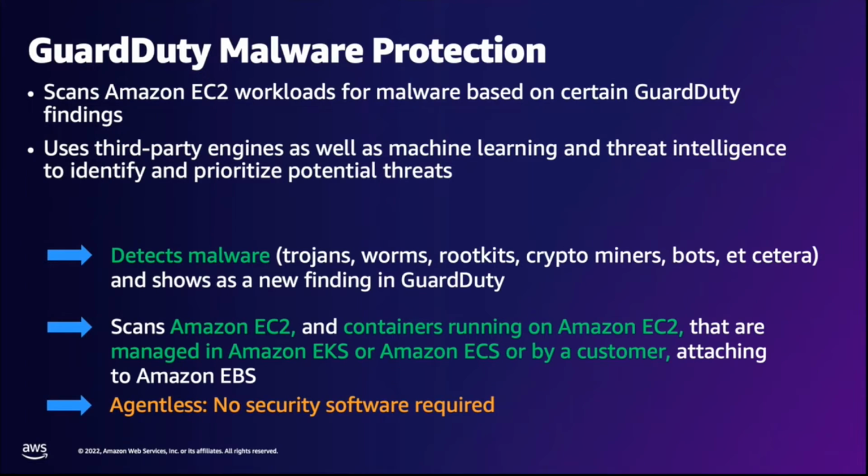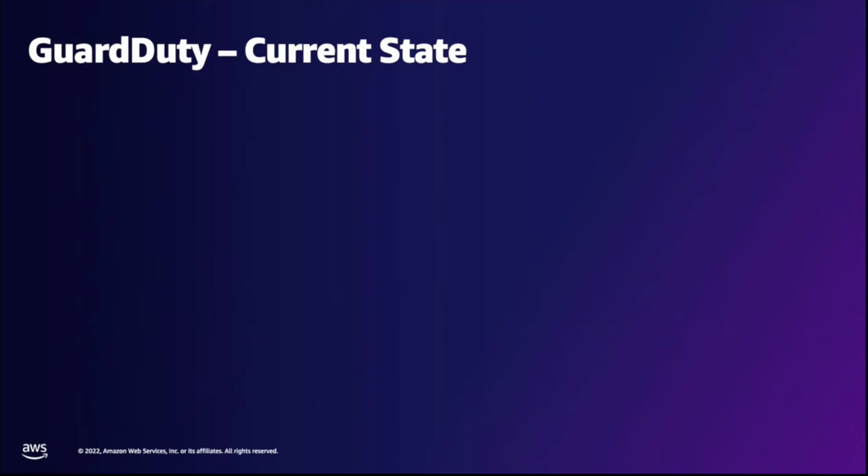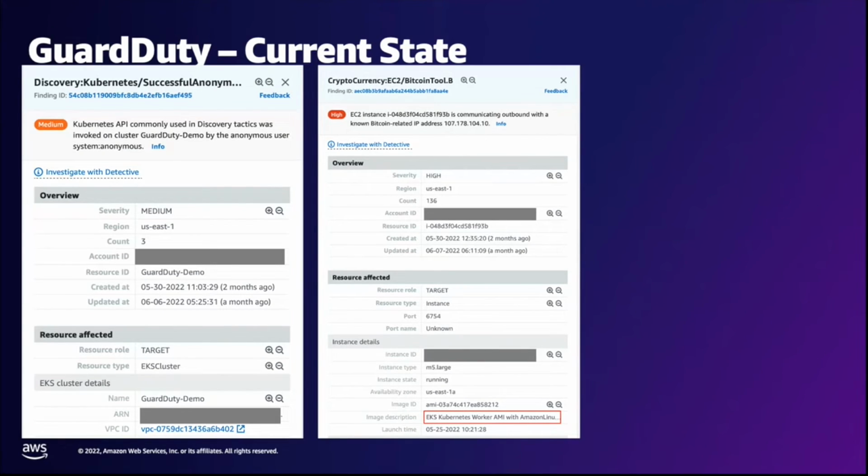And the good news as well is that no security software is required for this, so it's agentless. So let me look at the example provided right here. Basically, the screenshot on the left side indicates a GuardDuty Kubernetes finding where the system detected a suspicious API call made to the EKS cluster from an anonymous user. And the API is tied to the discovery phase of the attack.